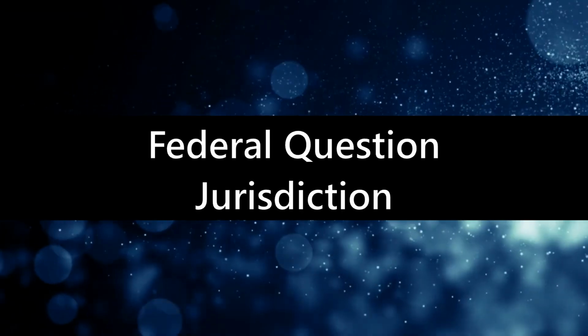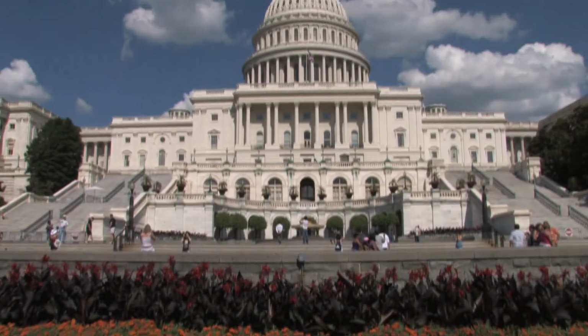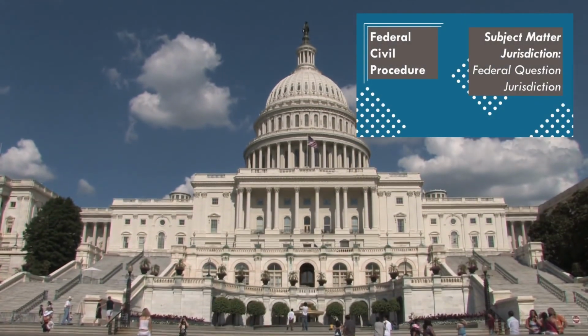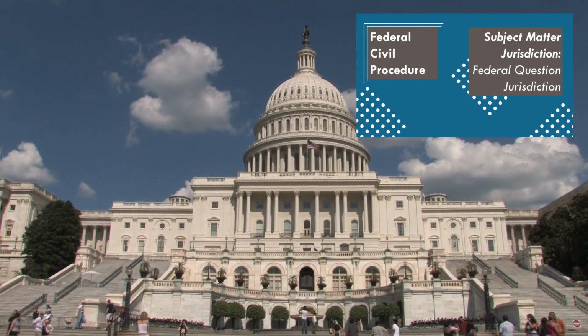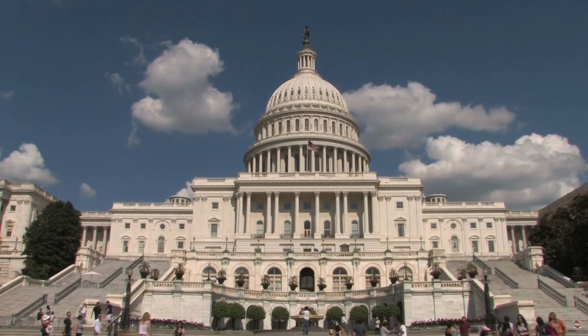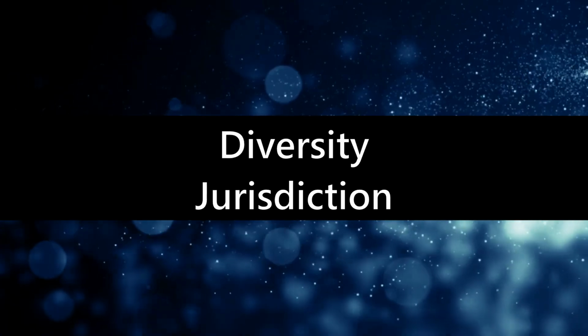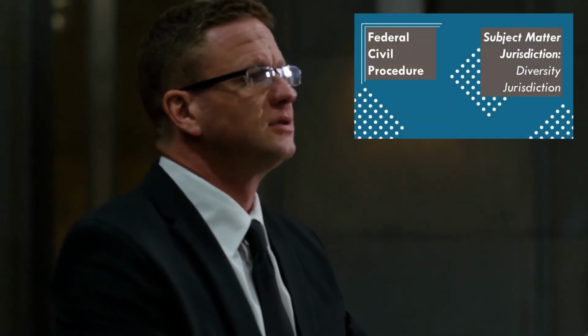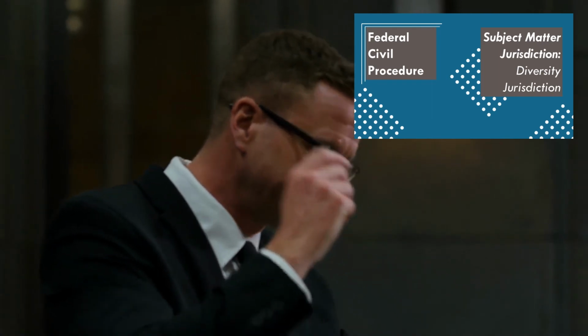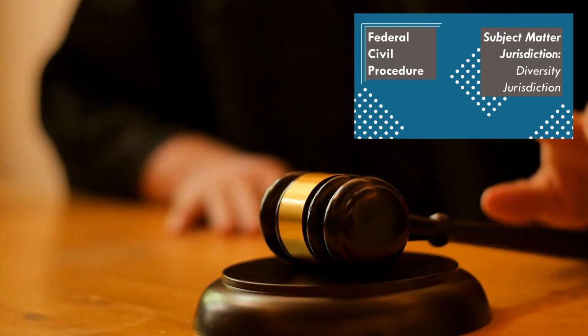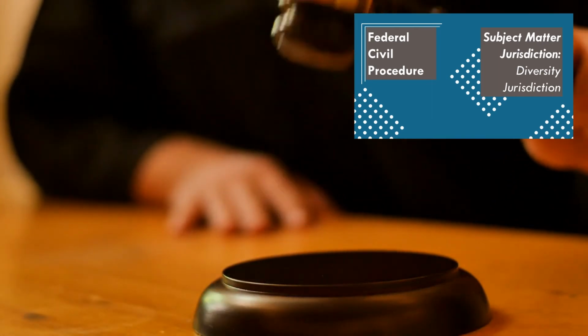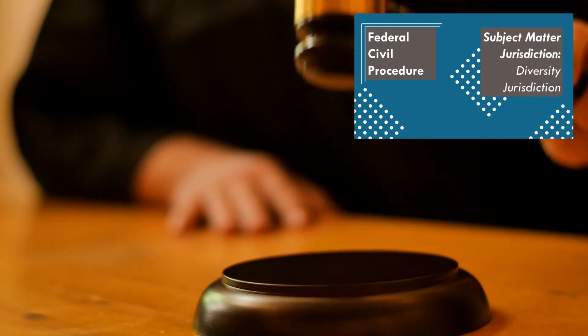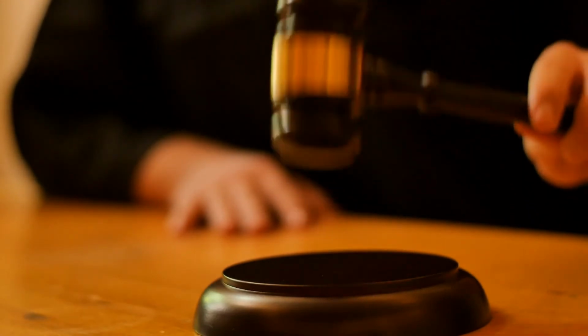Federal question jurisdiction. A plaintiff invokes federal question jurisdiction when his claim arises under the Constitution, federal law, or U.S. treaty. Diversity jurisdiction. Generally, a plaintiff invokes diversity jurisdiction when his litigation crosses state lines. It requires that each claim exceed the amount in controversy minimum and that the parties on each side of the litigation be completely diverse from one another.